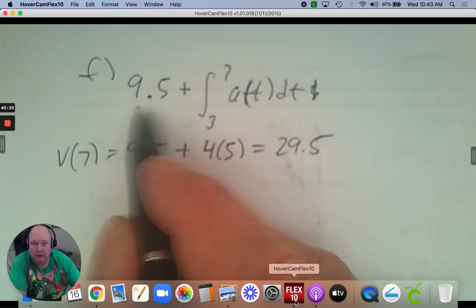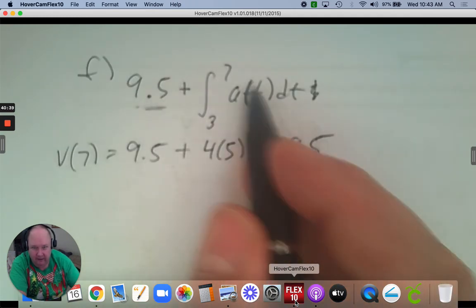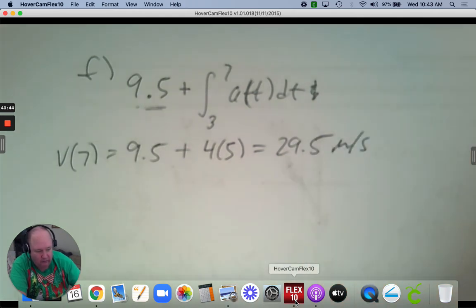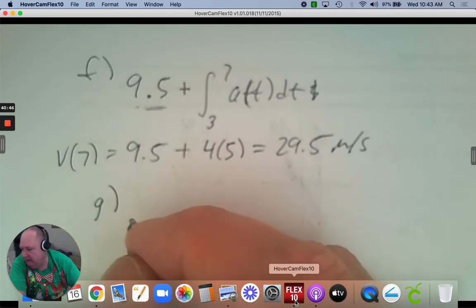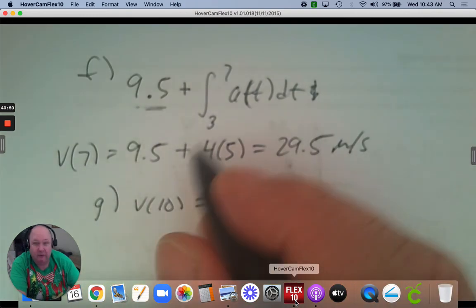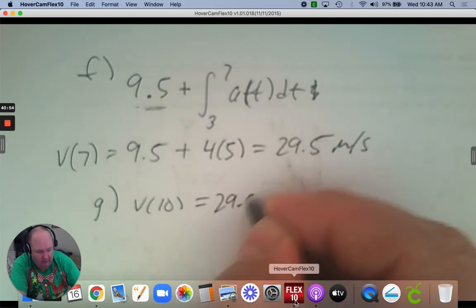So up to 3, we found the answer. Then 3 to 7, it's a rectangle, the area. It's 4 times 5, and then you put it together, and this would be meters per second. Part G says, find the velocity at 10. So again, I'm just building this up. So already at 7, the answer is 29.5.